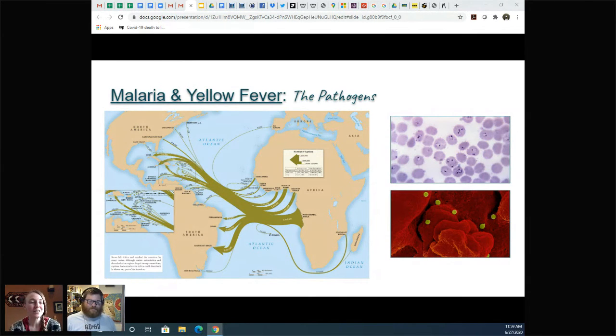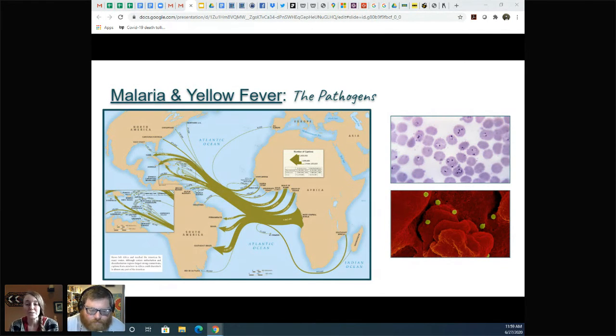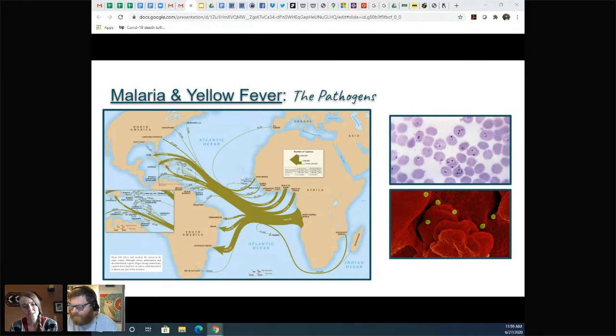So I'm just going to talk about malaria and yellow fever. Both of these pathogens were actually brought over during the European trade in enslaved people from Africa. Malaria is a parasite, and yellow fever is a virus that is related to dengue and Zika.